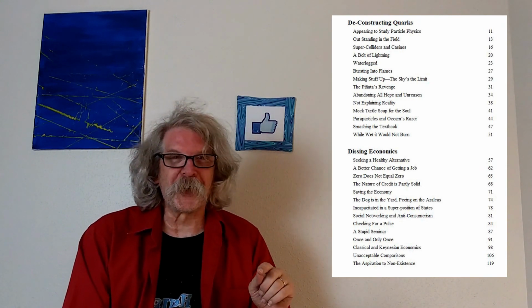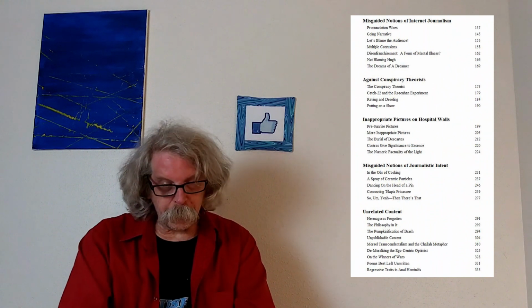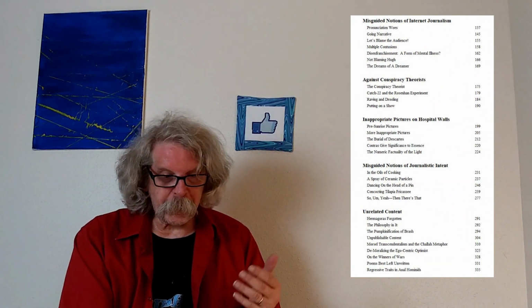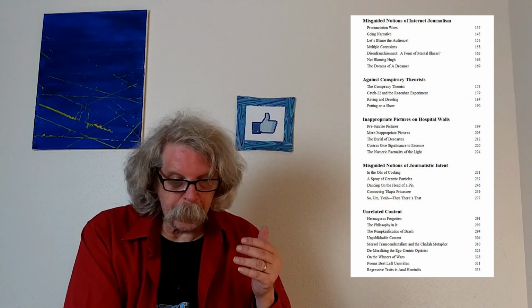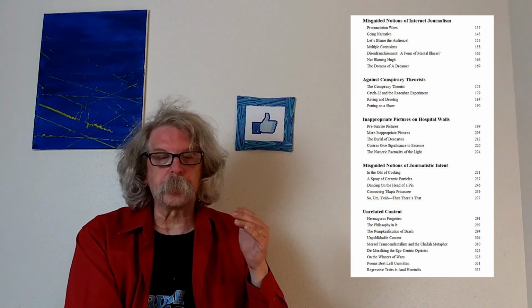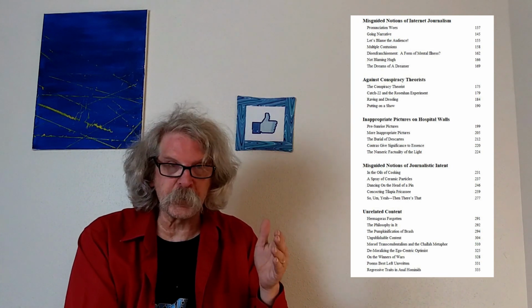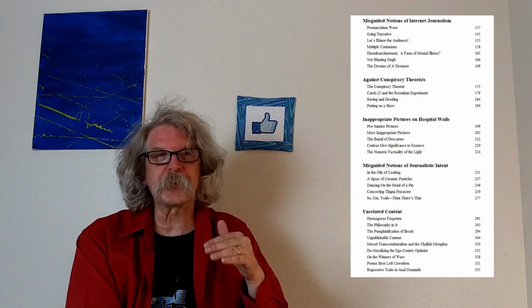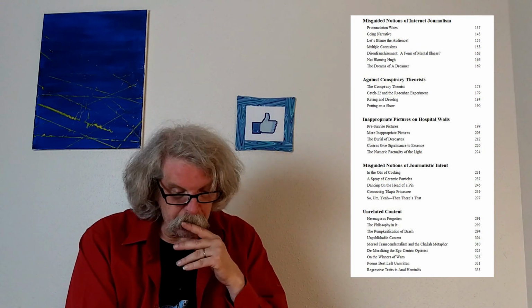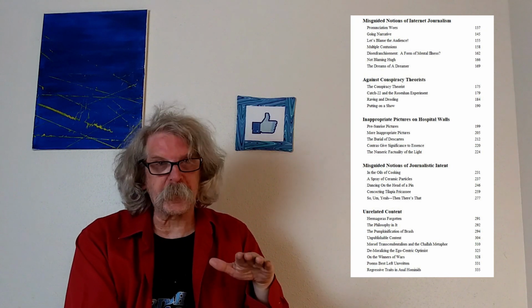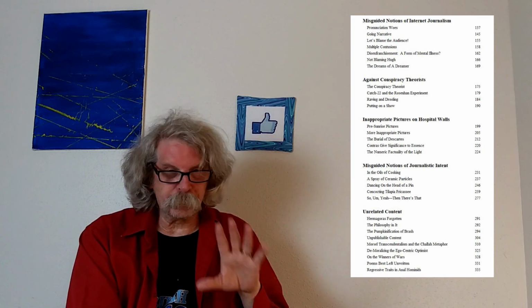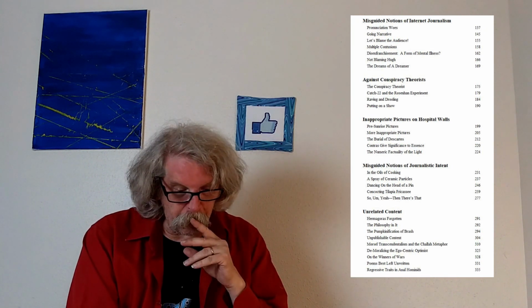So if you want to read the dirty part, you're going to be studying a lot of economics in my novel. So now let's move on to the second page of the table of contents. Misguided Notions of Internet Journalism. The first chapter of that segment I revised heavily for the novel. Pronunciation Woes. I expanded the chapter a great deal for the novel, but the rest of that segment I did not revise the chapters at all.